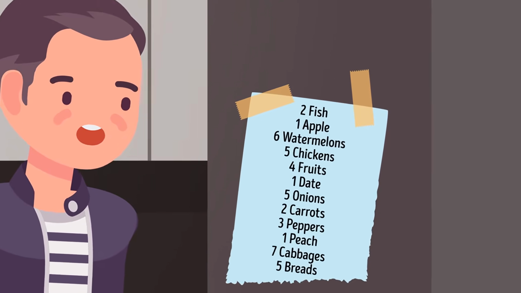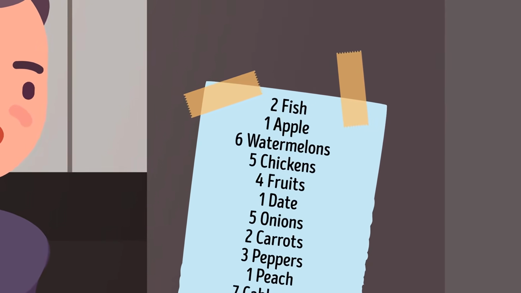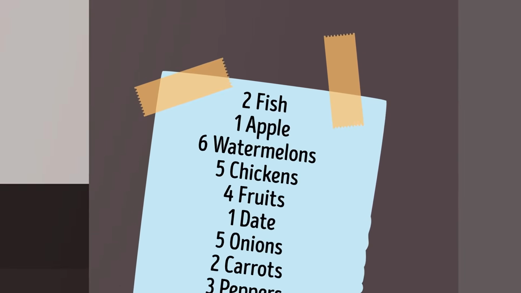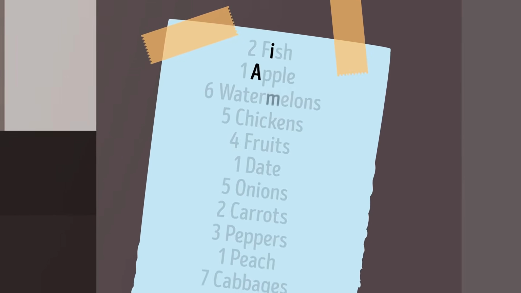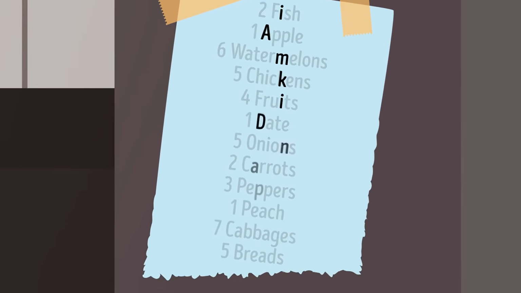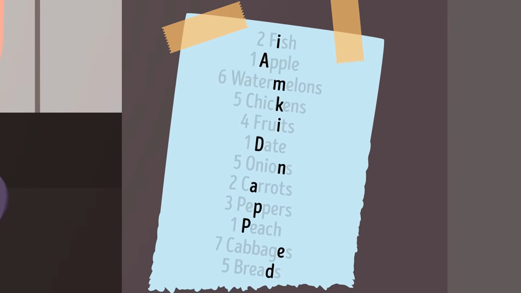Maya left an encoded hint in this list of products. The number shows which letter you should take away from each word. I from fish, A from apple, M from watermelon, and so on. And finally, we'll get, "I am kidnapped."